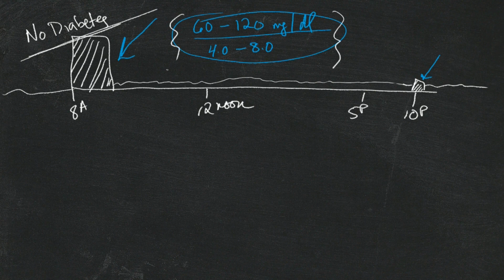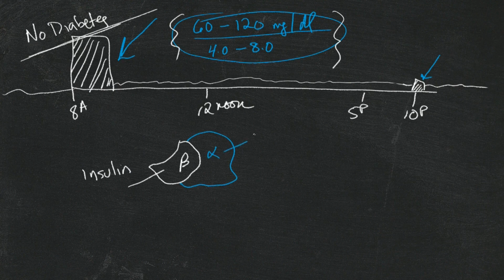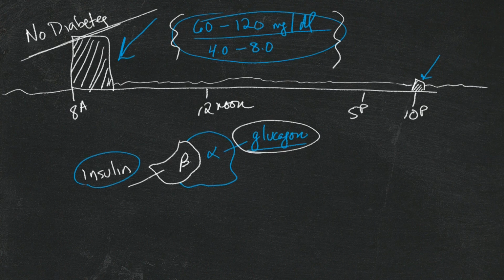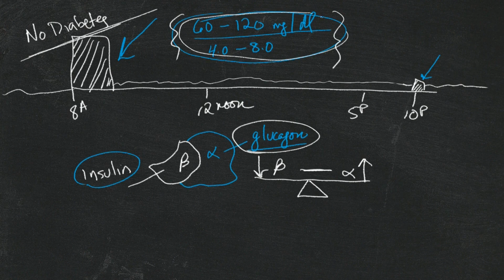Now, the way it does that is like this. Remember, here's a little beta cell. It makes insulin, and right next to the beta cell are alpha cells. They make glucagon. These two cells produce the hormones that regulate blood sugar. Insulin makes your blood sugar come down. Glucagon makes your blood sugar go up. And between these two hormones, your blood sugar stays within this range most of the time.